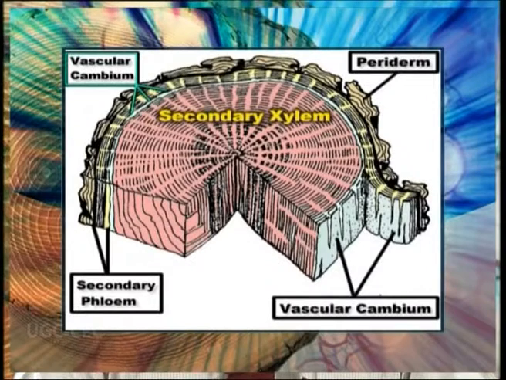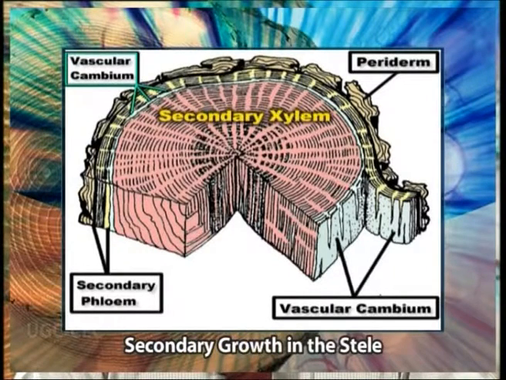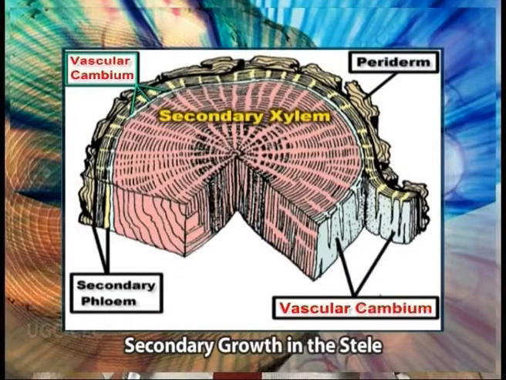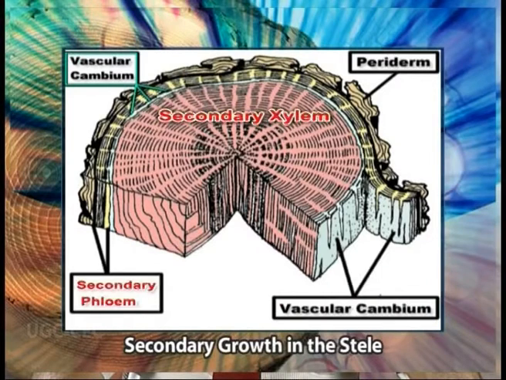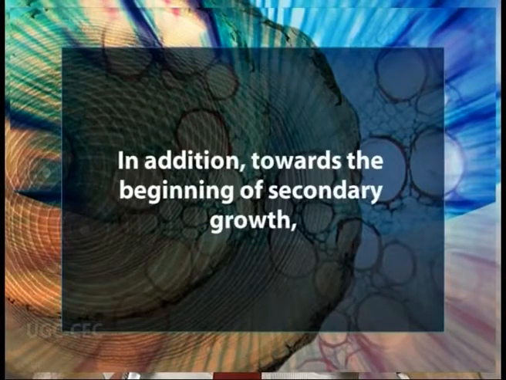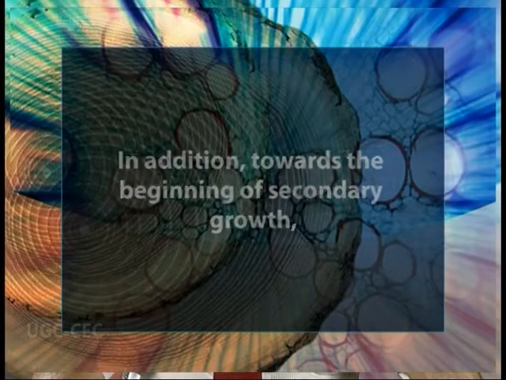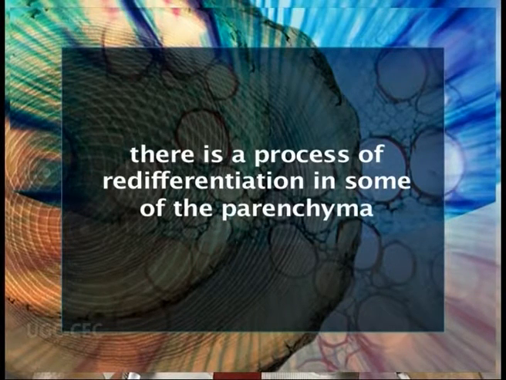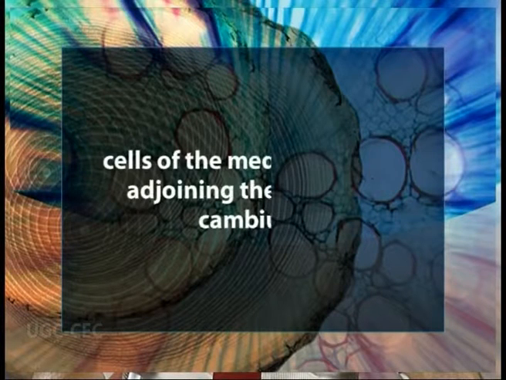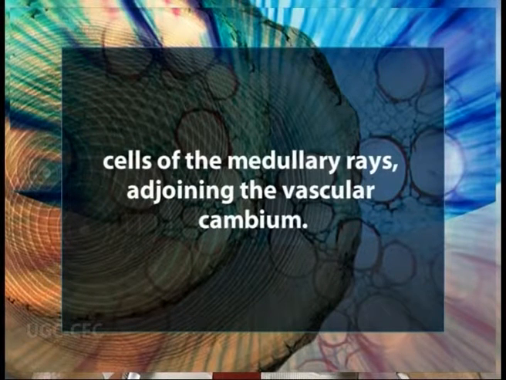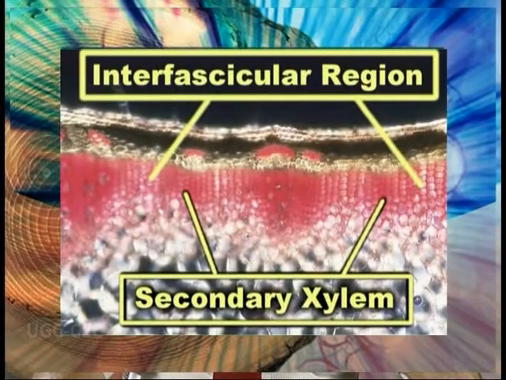Now, first of all, let us take up secondary growth in the stellar region. It is the result of activity of the vascular cambium, which occurs in between xylem and phloem of each vascular bundle. Hence, it is also known as intrafascicular cambium. In addition, towards the beginning of secondary growth, there is a process of redifferentiation in some of the parenchyma cells of the medullary rays adjoining the vascular cambium. As a result, these cells now become meristematic and represent the interfascicular cambium.